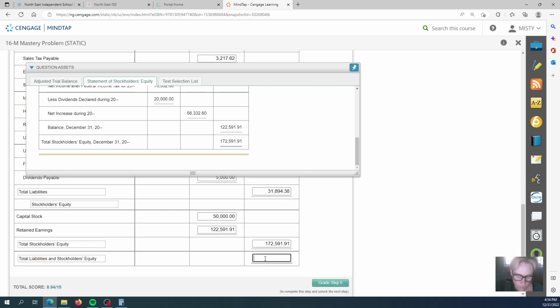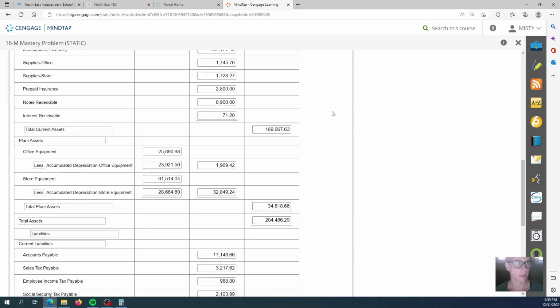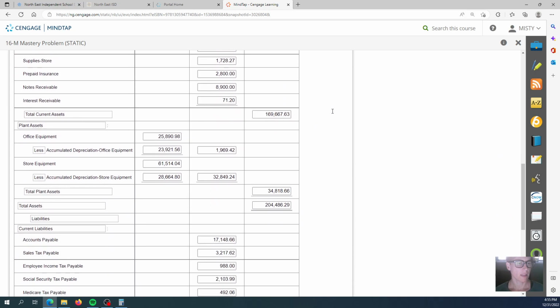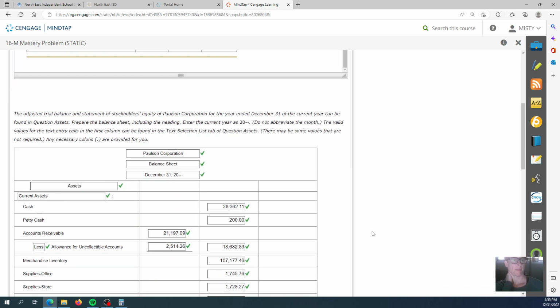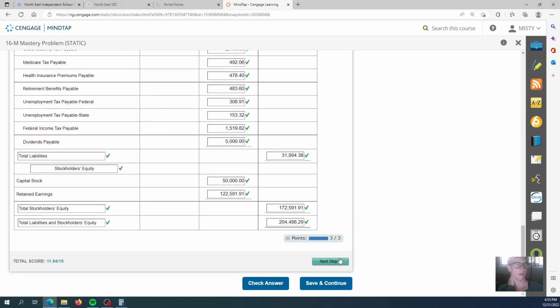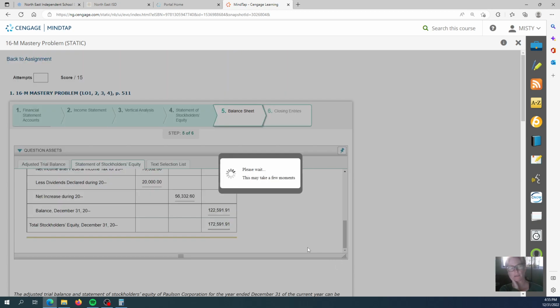And what is that total? It's 172 plus the 31. Gives us 204,486.29. Okay? That is all. We have our balance sheet completed. See how we did. Grade step 5. Oh, excellent. Okay, last part of the process.